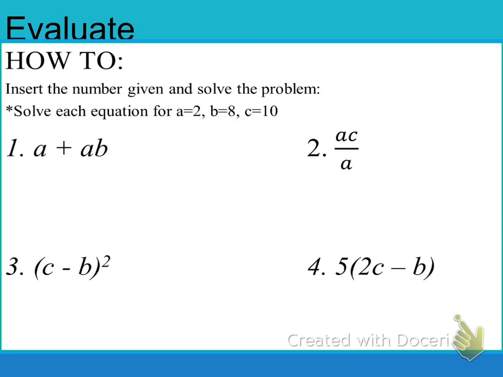All right, now look in your foldable on the inside. You'll see this at the top, top left-hand side. Okay, so it says insert the number given and solve the problem. Solve each equation for what does A equal? 2. So go ahead and circle those so you know what they are. Or highlight them, whichever you prefer. So A is going to be 2. Everywhere we see an A, we're going to put in the number 2. What are we going to put in for B? 8. And C is going to be 10.